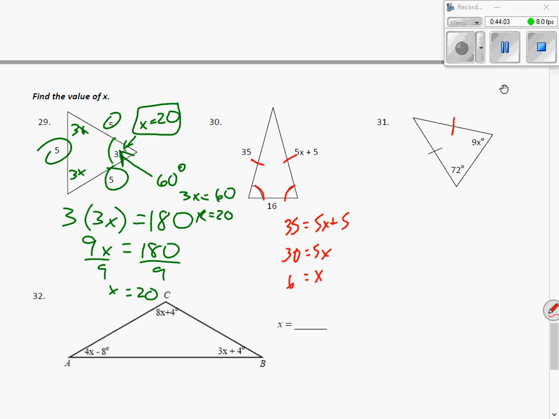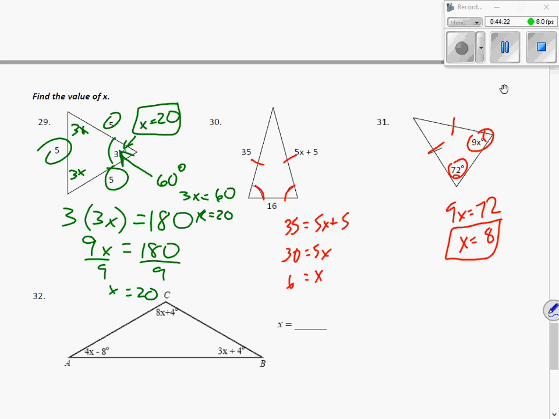Here, again, I have an isosceles triangle. That means the base angles are the same. So if that's 72 degrees, so is that. So 9x has to be 72. That means x has to be 8. Is this the last one?